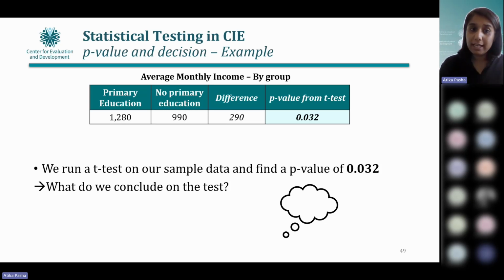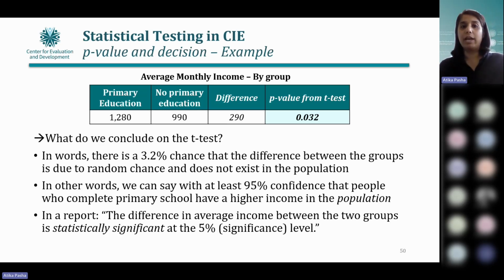What do we conclude on this test? Let me give you all 3 definitions, and you can decide the ones you work with. In other words, we have a 3.2% chance that the difference between the groups is due to random chance and does not exist in the population. We didn't talk about this in the previous cases, but this is effectively what a p-value will show you: there's a 3.2% chance that the difference does not exist in the population, right? Or you're wrong in rejecting a null hypothesis.